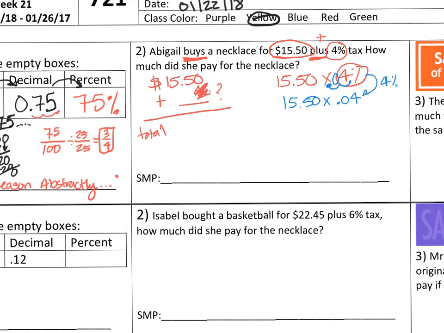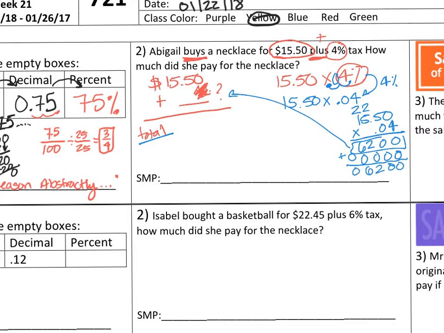Okay, now we can multiply it. I'm going to bring it down. Times 0.04. And remember, this isn't going to be your total. This is going to be the tax that you have to input and then add to 15.50 to get your total. So let's multiply this. 0 times 4 is 0. 5 times 4 is 20. Carry the 2. 5 times 4 is 20. 20 plus 2 is 22. 1 times 4 is 4, plus 2 is 6. Now put your placeholder. 0 times 0 is 0, 5 times 0 is 0, 5 times 0 is 0, 1 times 0 is 0. Add them all together.